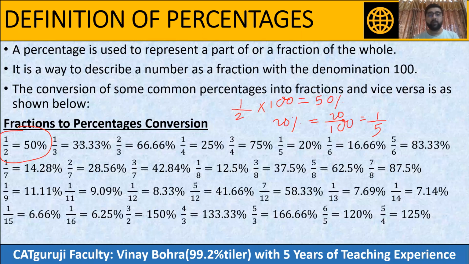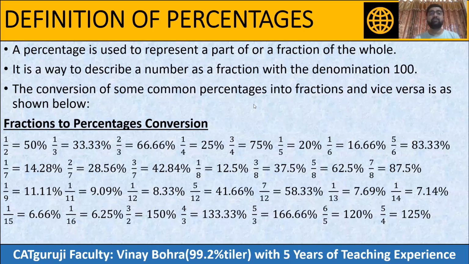Like 1/2 is 50%, 1/3 is 33.33%, 2/3 is double of 1/3, that is 66.66%, 1/4 is 25%, 3/4 is 3 times of 1/4, that is 75%, 1/5 is 20%, and so on. So we must know each and every fraction that will help us in solving the questions.